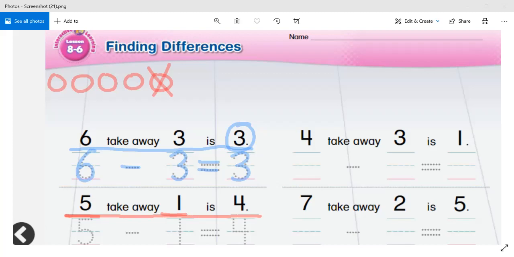All right, let's write it using our minus sign and equal sign. 5 minus 1 equals 4. 4 is the difference. Let's go to our next problem.